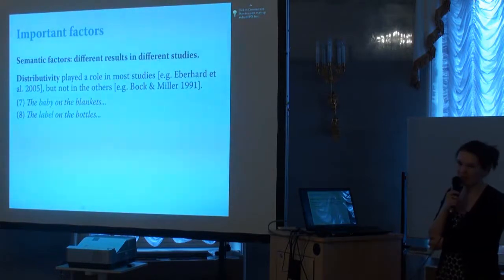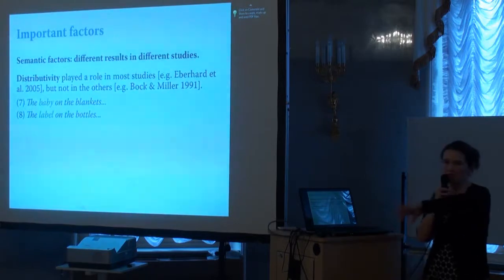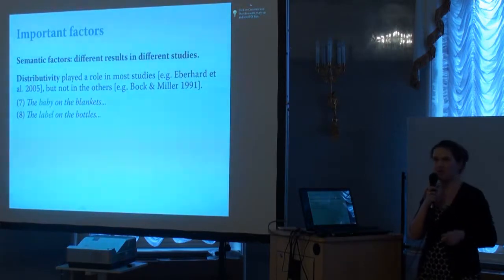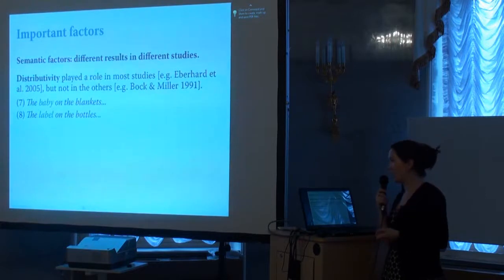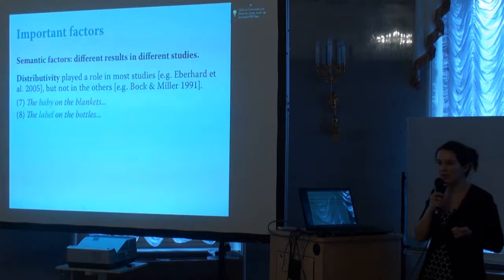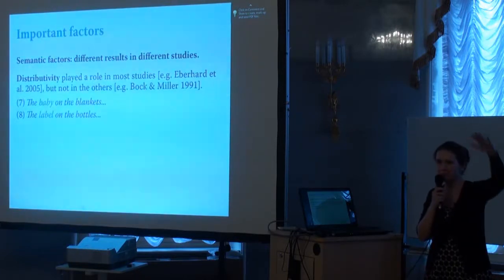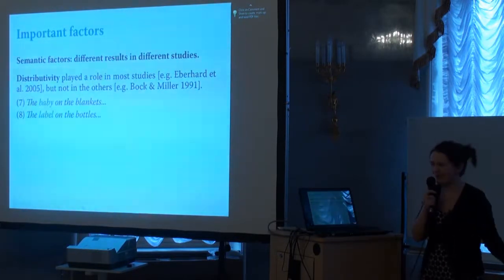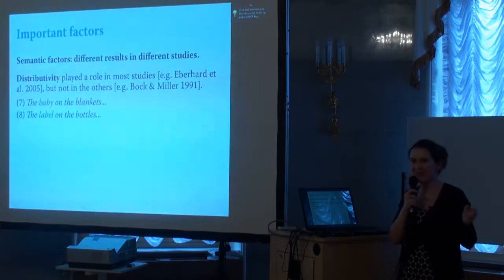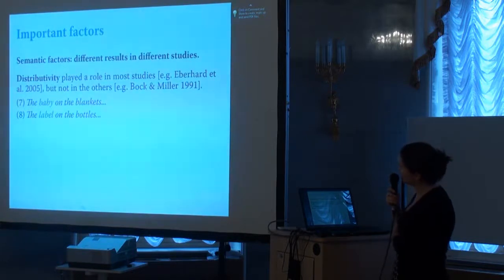the baby on the blankets. The most prominent interpretation you get is that there is a heap of blankets and the baby is sitting on the top of them. And if you hear a subject phrase like in 8, the label on the bottles, the most prominent interpretation is distributive, meaning that there are a lot of bottles and there is not one label that is glued on top of all these bottles, but that there is one label per bottle. And so in most studies, these played a role.